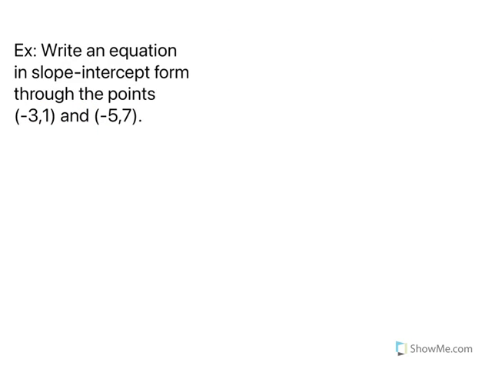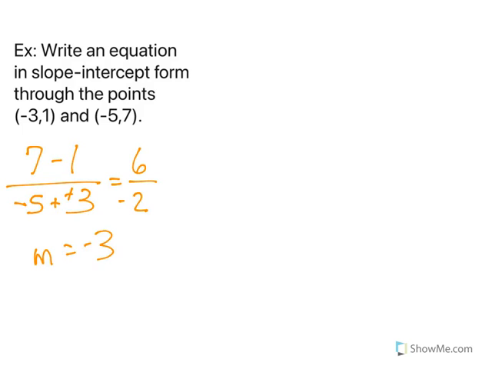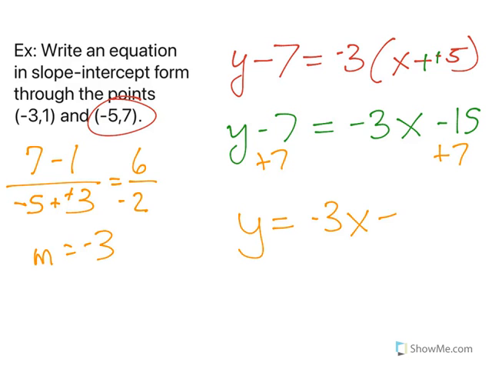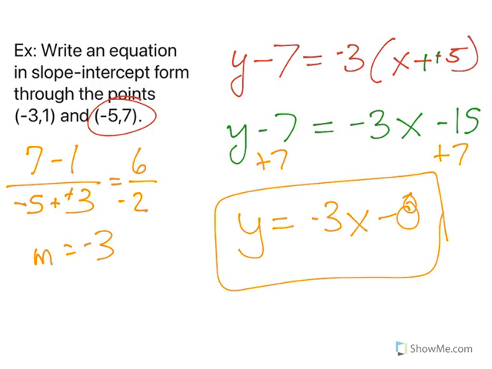And next one, write an equation in slope-intercept form through the points (-3, 1) and (-5, 7). So my slope, y2 minus y1 over x2 minus x1. I get 6 over negative 2, so my slope is negative 3. Again, I'm going to use the (-5, 7) point. So y minus y1 equals negative 3 times x minus x1. Now notice, x minus a negative 5, that's the same as x plus 5. So I have y minus 7 equals negative 3x minus 15. I'm going to add 7 to both sides, and I get y equals negative 3x minus 8. And there is my equation in slope-intercept form.